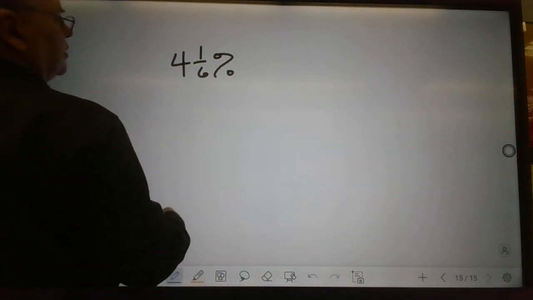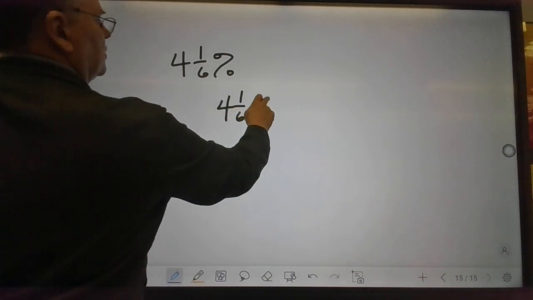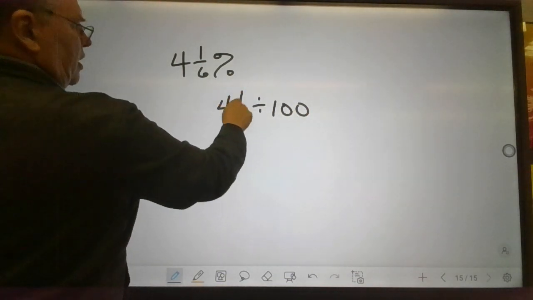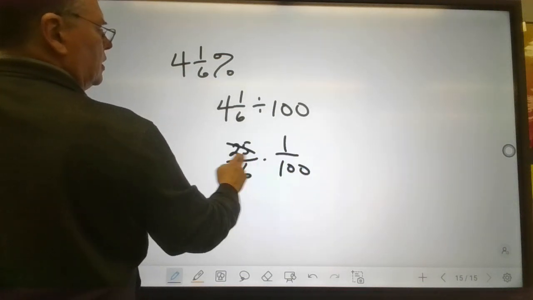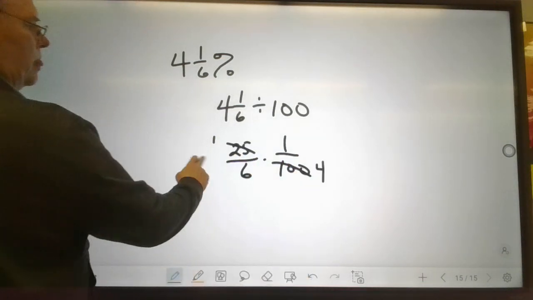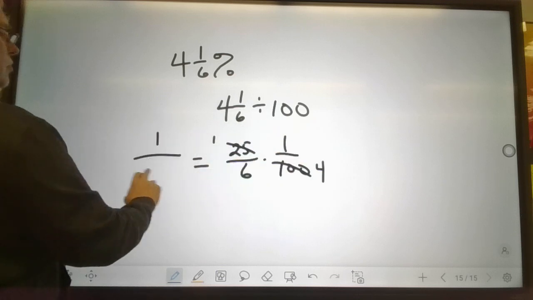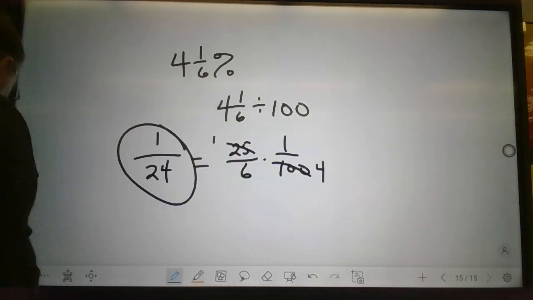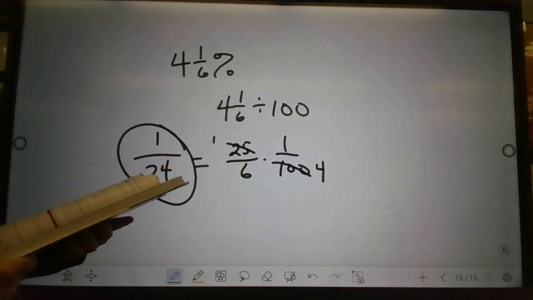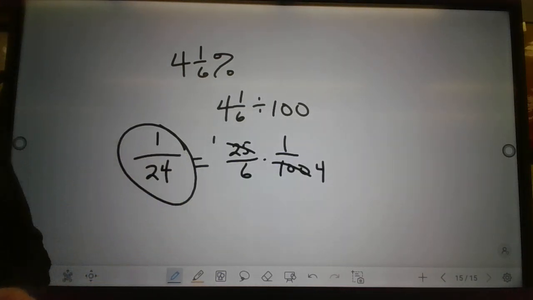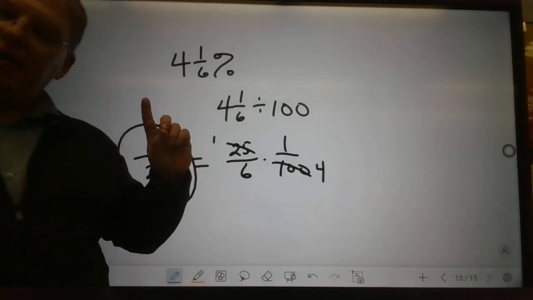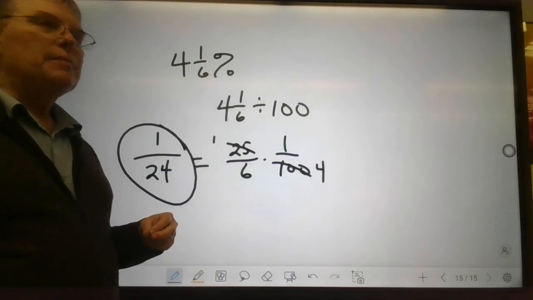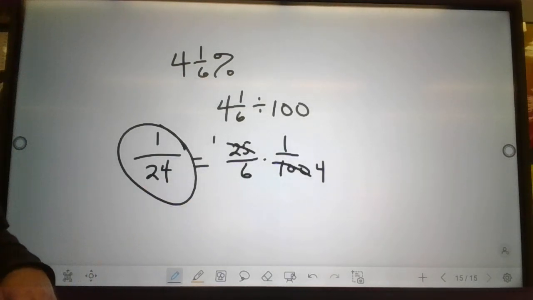Letter F, 4 1/6%. So 4 1/6 divided by 100. That becomes 25 over 6 times 1 over 100. Cancel. 1 times 1 is 1, and 6 times 4 is 24. 1/24. And then letter G, which properties let us do all this stuff? I'll just tell you what those are. Inverse property and identity property. Inverse and identity is what lets us do this.